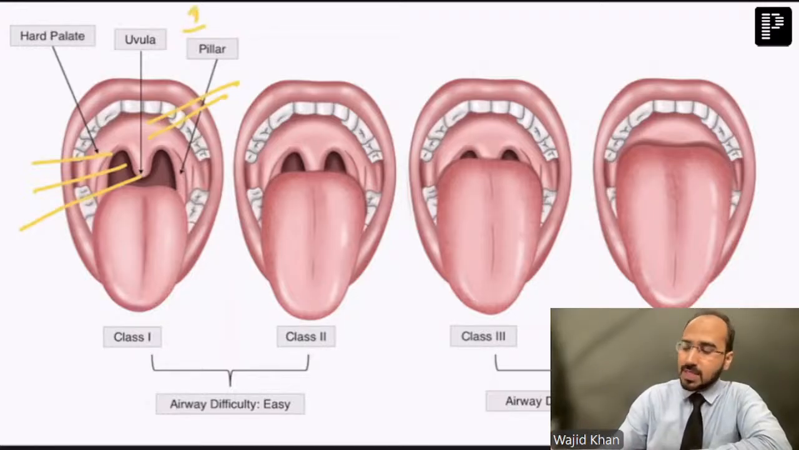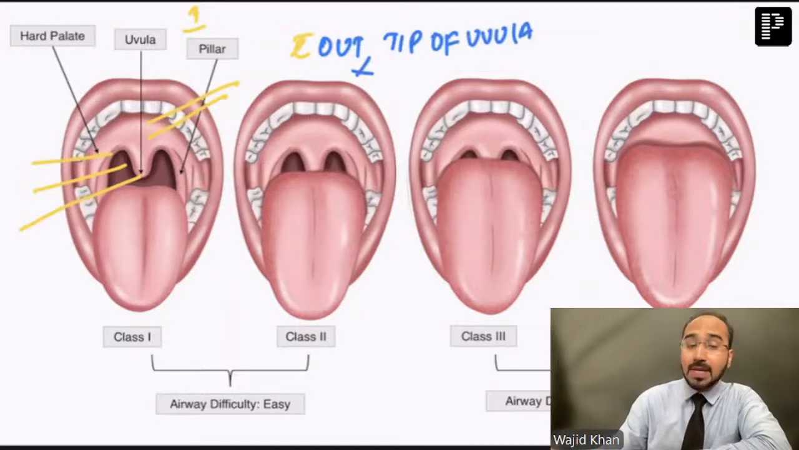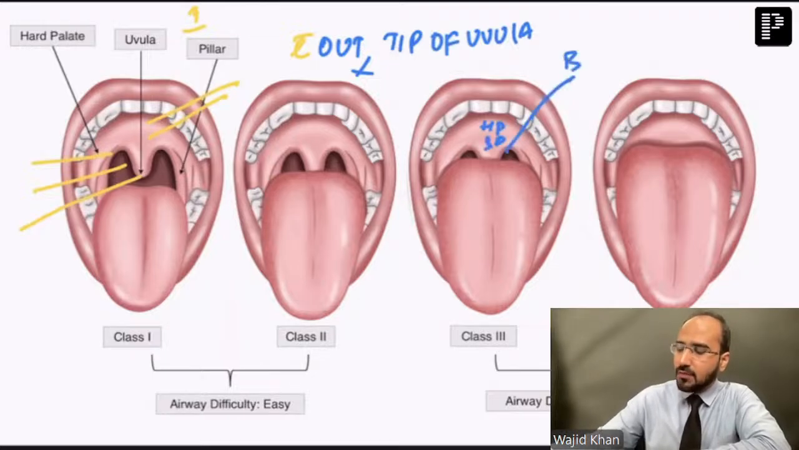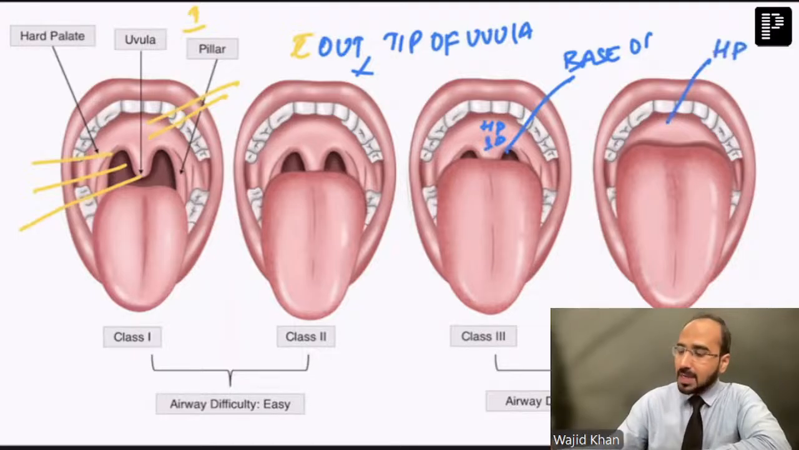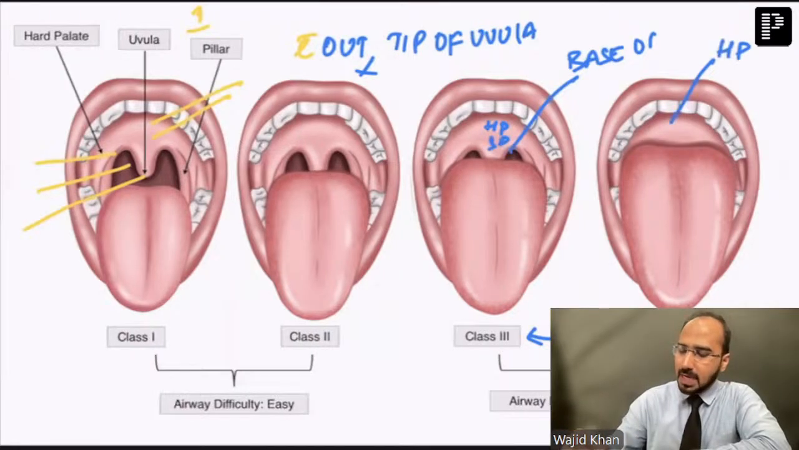Class 2 means the structures that you see in class 1, without the tip of uvula. That comes under Mallampati class 2. Mallampati class 3 means hard palate is visible, soft palate is visible, and base of uvula is visible. That is class 3. Class 4 means only hard palate visible. Remember, guys, class 3 and class 4 are cases of difficult airway. Why? Because we cannot put the laryngoscope and cannot do intubation in these two classes. So that is Mallampati classification.